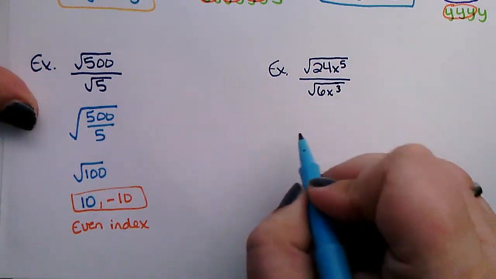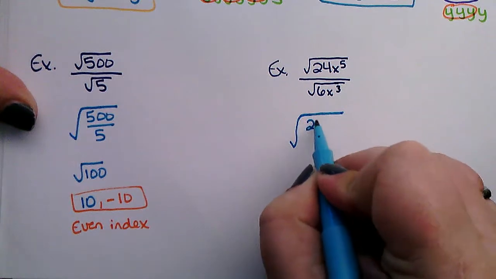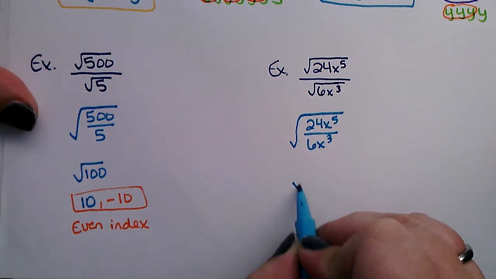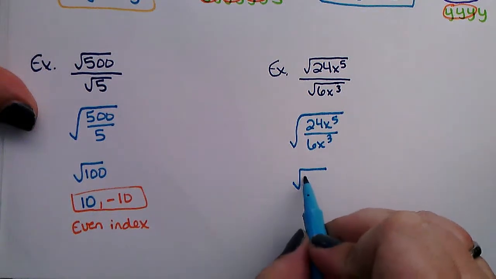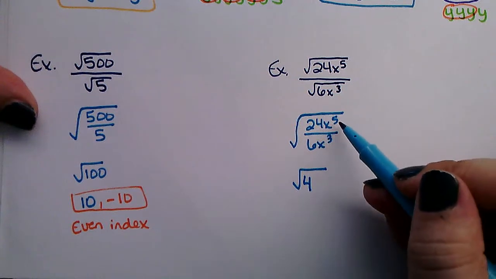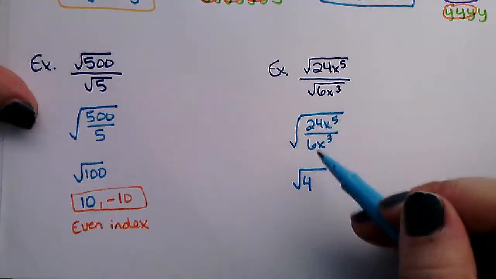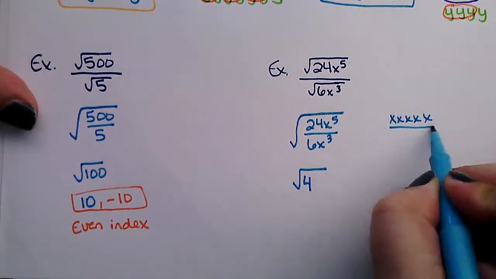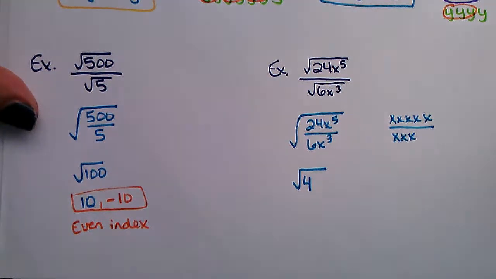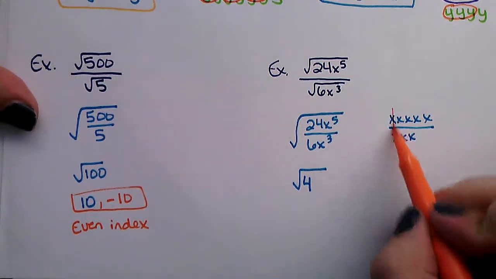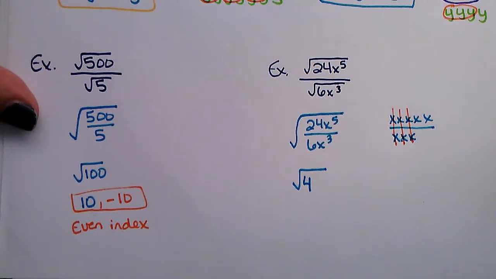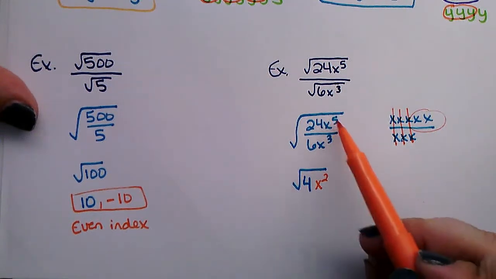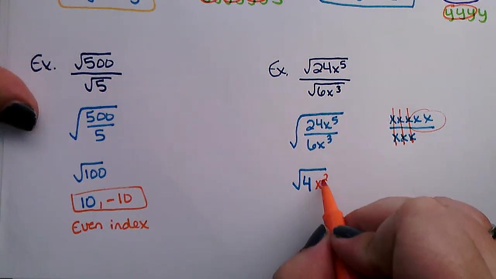Since the 24 is bigger than the 6, let's put them under one radical. Okay, let's see what we can divide. Does 24 divide by 6? Sure does. That's a 4. Okay, so here, when we're dividing with exponents, this means I have 5 x's. This means I have 3 x's. So remember from 8.6, we can cancel if they're the same thing. So what does that mean that I have? That means I have 2 x's left. Shortcut, just take this number and subtract that number.